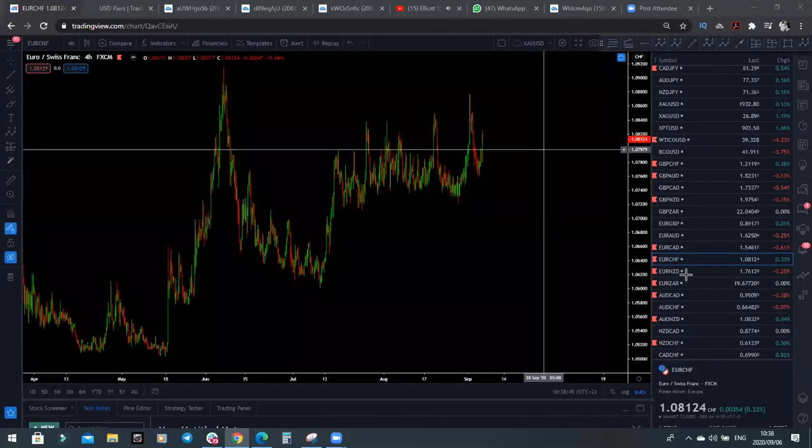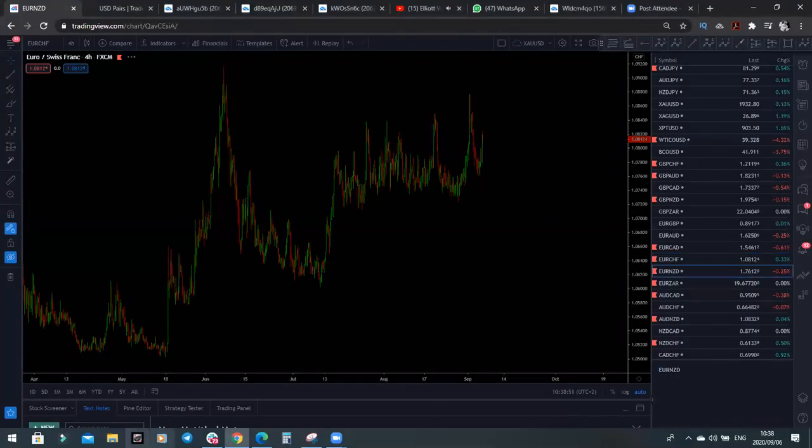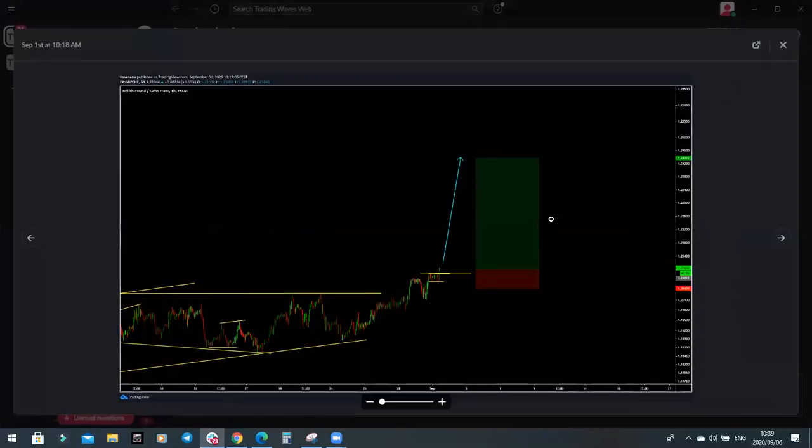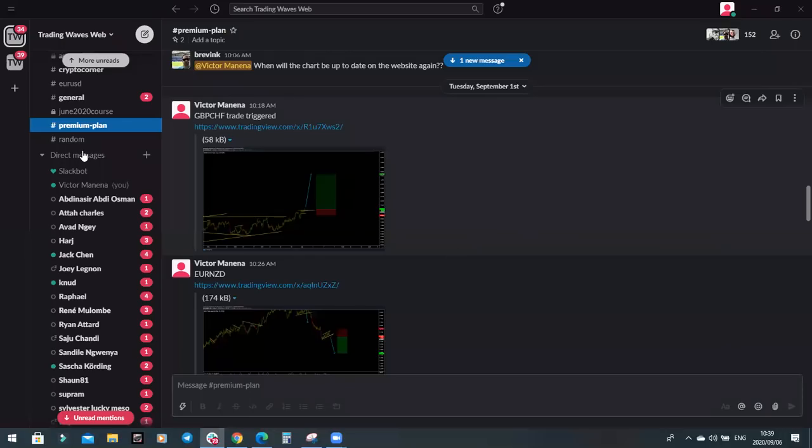That's EURCHF. Euro New Zealand. Euro New Zealand, we saw that you've got a trade setup running on Euro New Zealand going very well. Let's have a look at Euro New Zealand. We've got the Euro New Zealand trade setup going very well here. I can't find it here, so let's just have a look at the current chart.